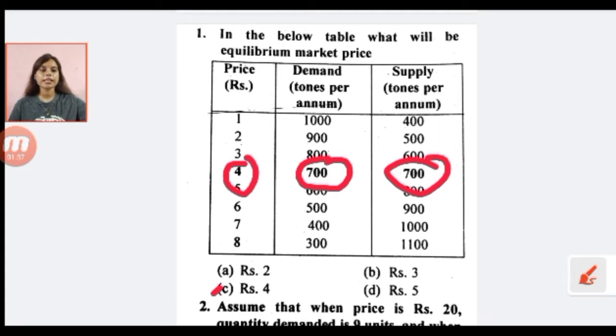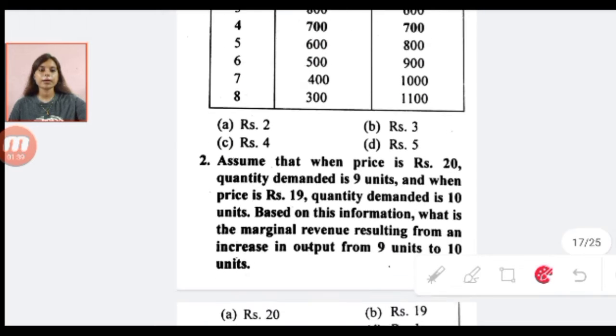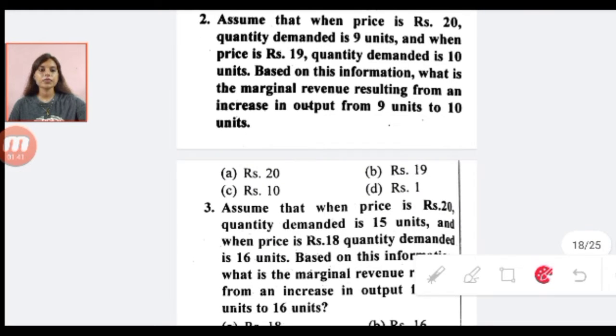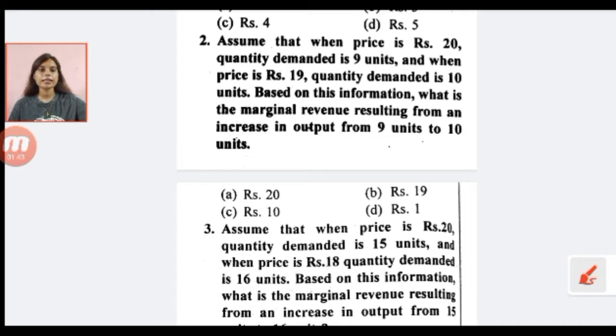Moving over to the next question, that is number 2. Assume that when price is rupees 20, quantity demanded is 9 units, and when price is 19, quantity demanded is 10 units. So based on this information, what is the marginal revenue? They're asking for the marginal revenue resulting from an increase in output from 9 units to 10 units. So how will you calculate this one?